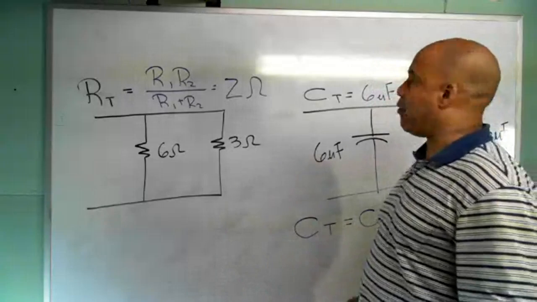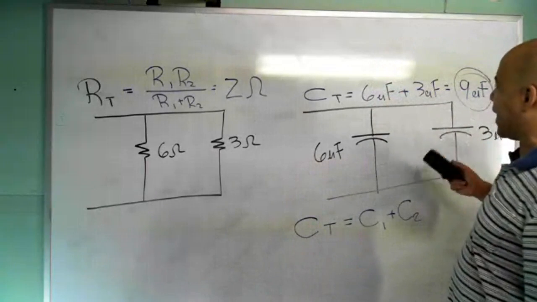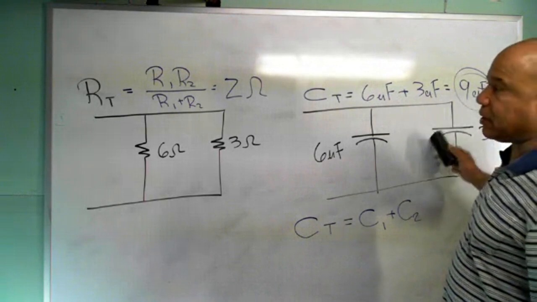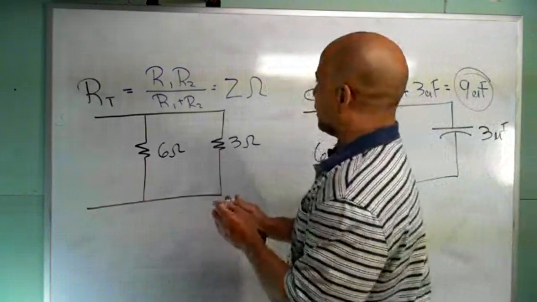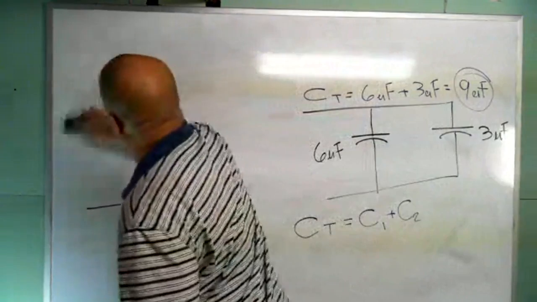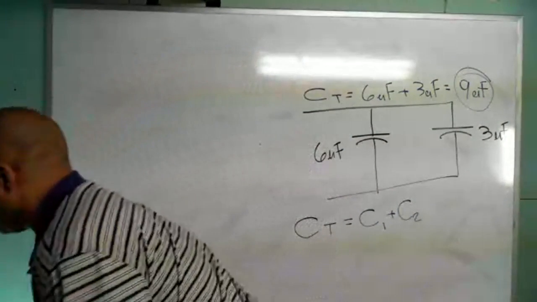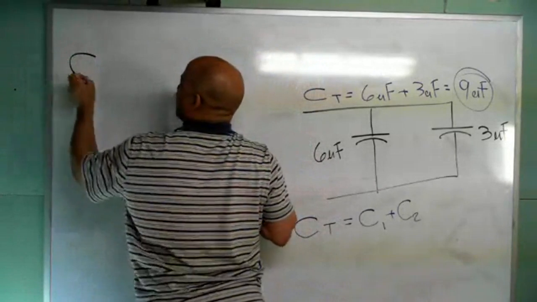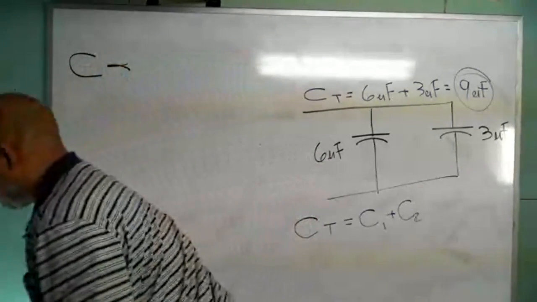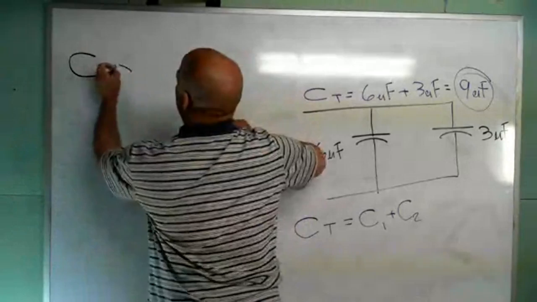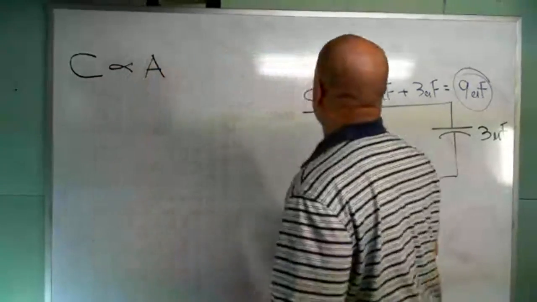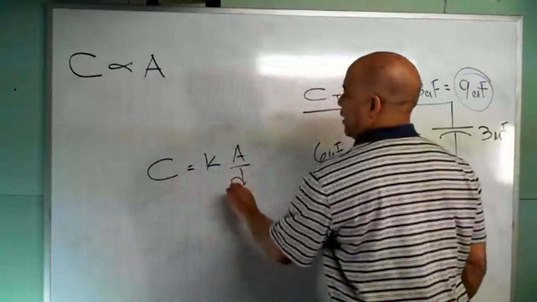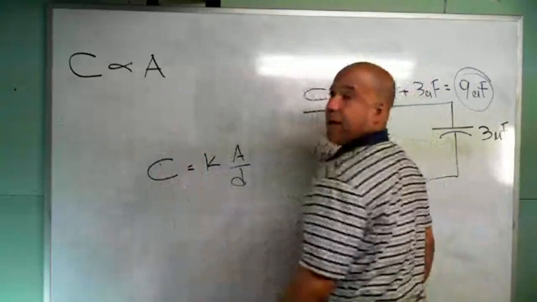Now, why is that? Why is it that the more capacitors I add in parallel, the bigger the number I get over here? What am I doing physically to cause this to happen? That's the reason why earlier I started talking about these relationships. Let's go back to what I said earlier. We said that capacitance is directly proportional to the area of the plates. That came from the formula C equals K A over D. C and A are directly related.